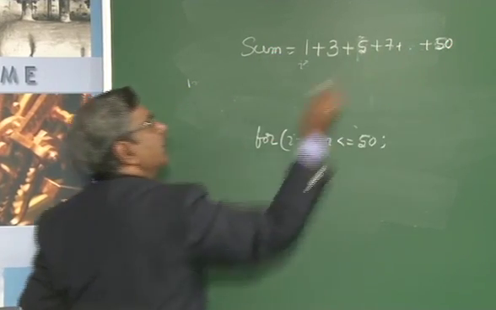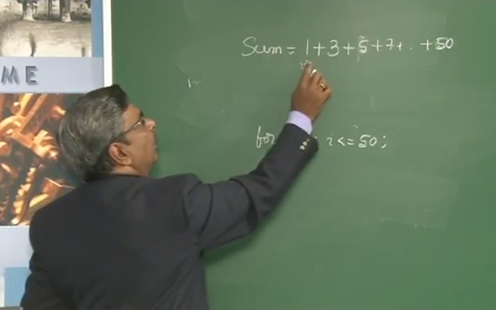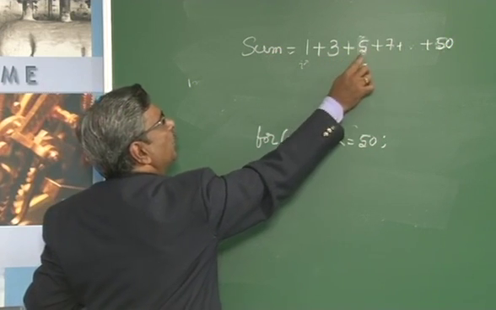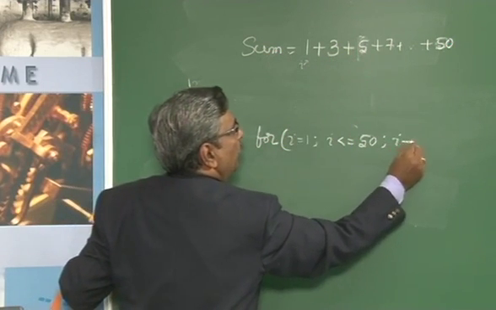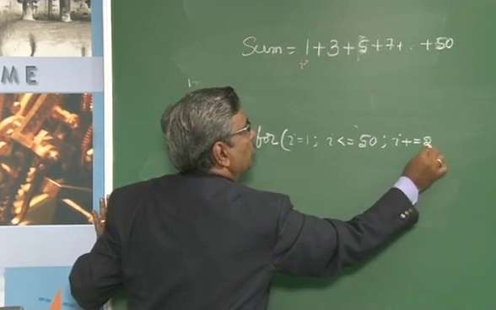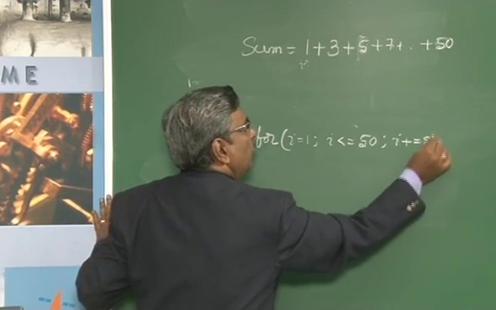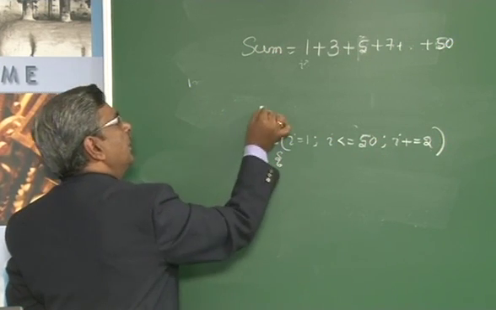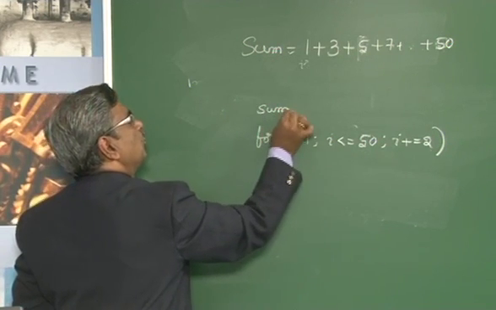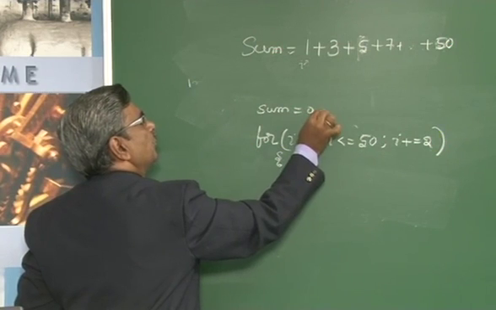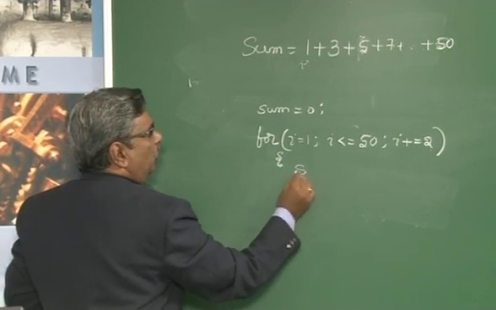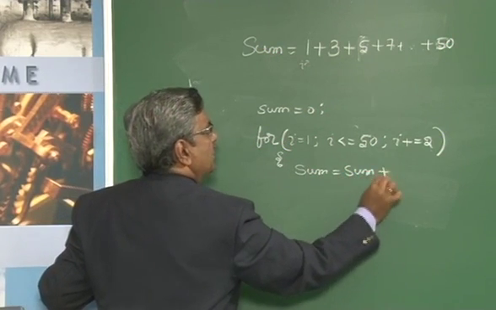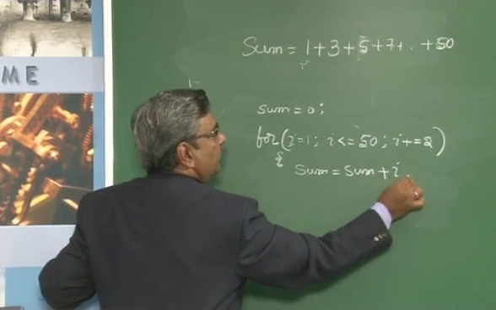If the condition is like this, then the I value is initially 1, when 2 is added it becomes 3, added 2 becomes 5. So I plus equal to 2. You can also put I is equal to I plus 2. Begin, initialize the sum variable to 0. Sum equal to sum plus I, that's all.